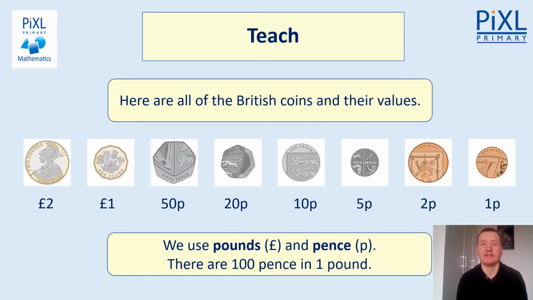Now what I want you to do is point to the smallest valued coin on the screen. So hopefully the first one that you pointed to was £2 because that's the greatest valued coin. And then the second time I hope you pointed to 1p because that is the smallest valued coin on the screen. In England, we use pounds and we use pence.